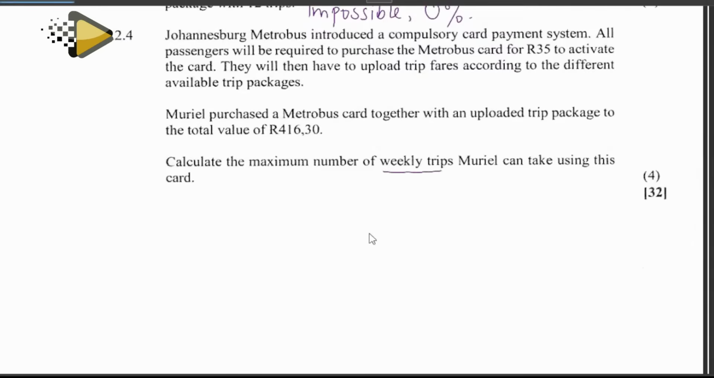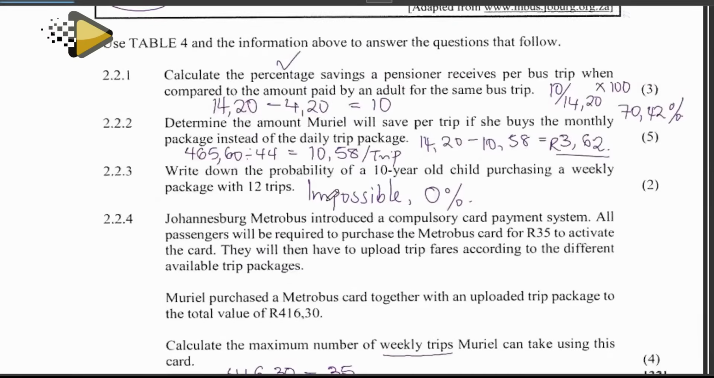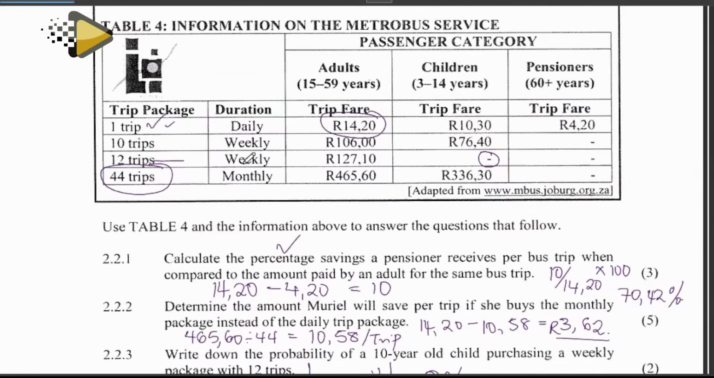Take note of that. We are looking at weekly trips. First and foremost, get the money minus the 35 rands, because that is not part of the bus, it's to activate. So when you subtract that, we end up having 381,30 divided by, so we are going to divide. How much is a weekly trip? 10 weekly trips, 12 weekly trips.